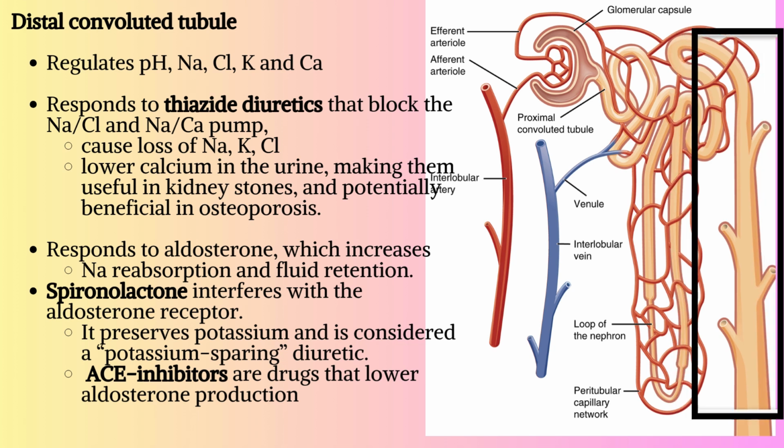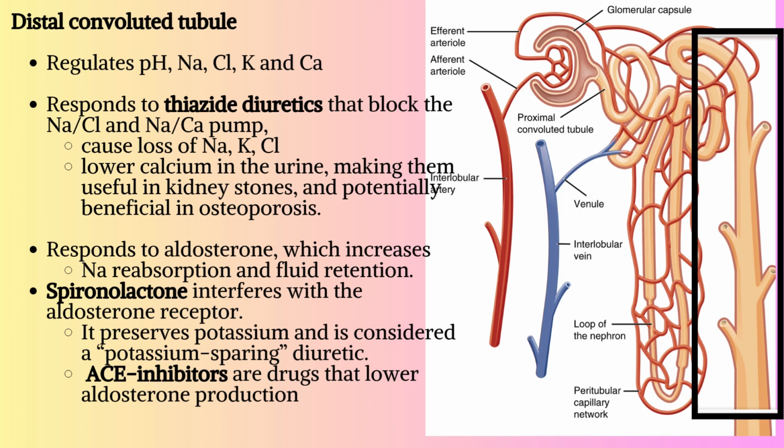Finally, we have the distal convoluted tubule, which is where the final concentration of urine is completed. There's some reabsorption of sodium, chloride, potassium, and calcium, and to a lesser amount of water than in previous segments. This is where thiazides promote diuresis and cause the loss of sodium, chloride, and potassium.